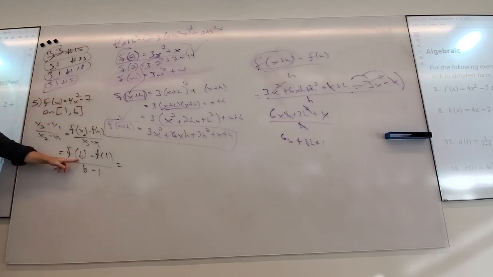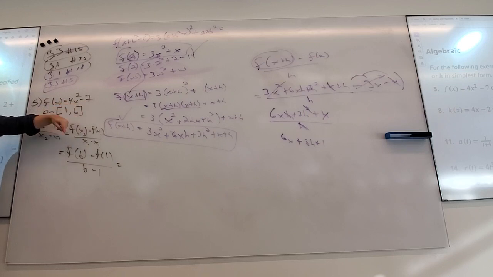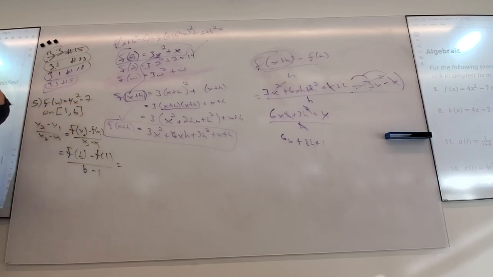f of b is actually, in a way, easier. What would f of b be? 4b squared minus 7, yeah. So then you just plug those in and simplify as much as you can. So average rate of change is another name for slope, because that's what slope actually calculates: how much this function is changing over time.